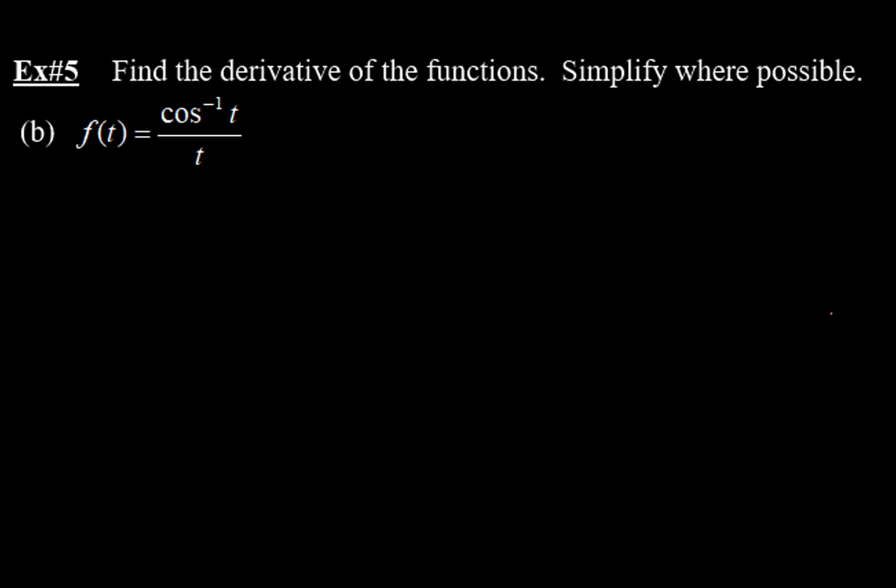Neato. Find the derivative of the function, simplify where possible. So this one is going to use the quotient rule. So let's do that. Okay. So remember a couple things. The derivative of the inverse cosine of u is equal to negative u prime over the square root of 1 minus u squared. And then the quotient rule, of course, is that low d high minus the high d low all over the low squared.